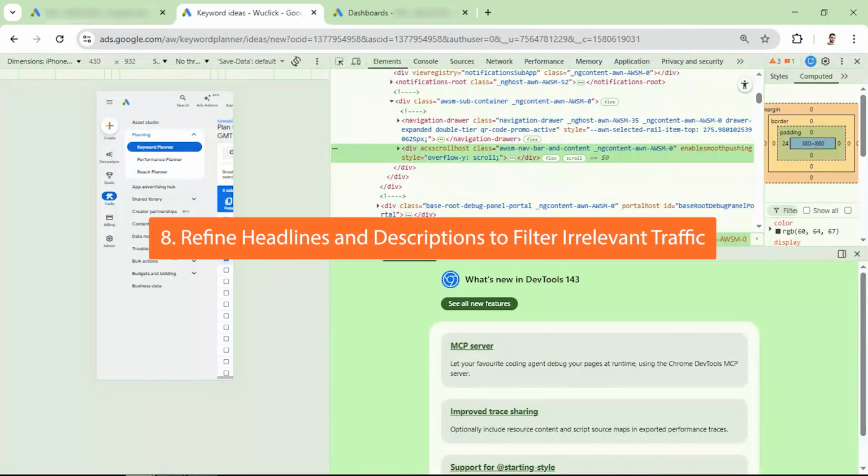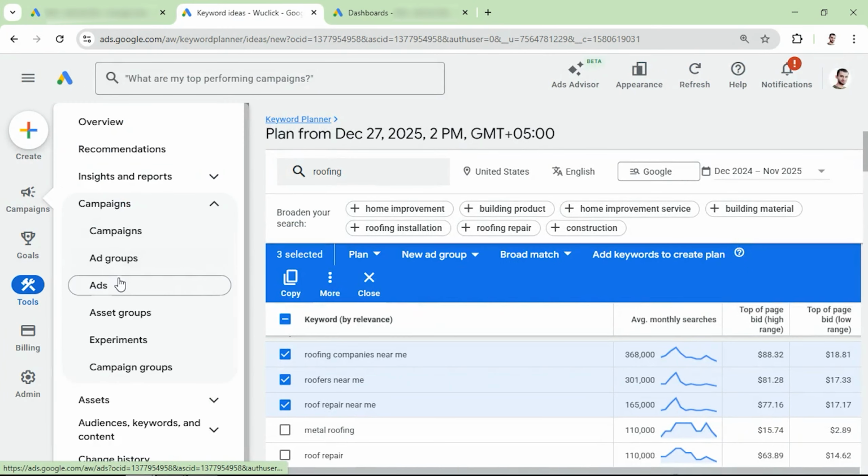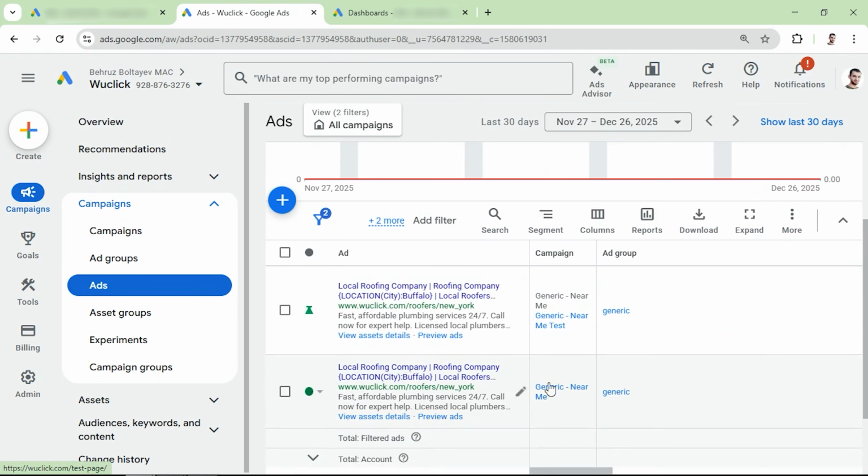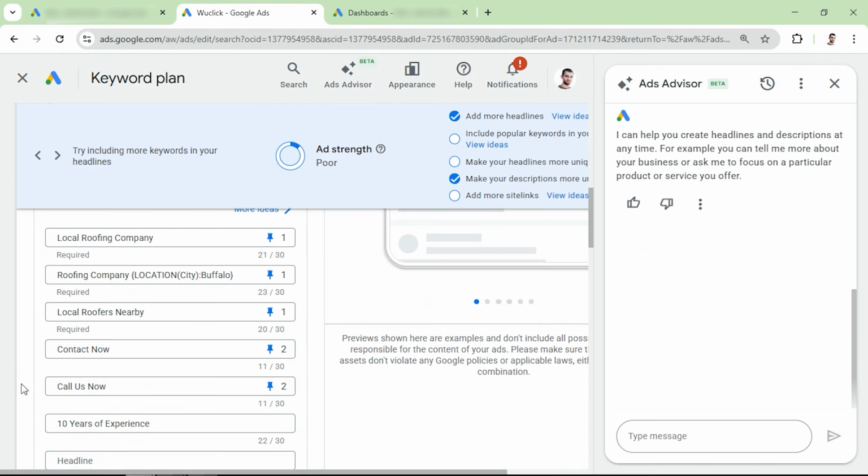And the next thing in our list, you should work on your headlines and descriptions as well. So if you're going to see that example, this is one of our example ads, and if you're going to click on that, as you can see, it has target keywords, call to actions, and some unique selling points if you want.